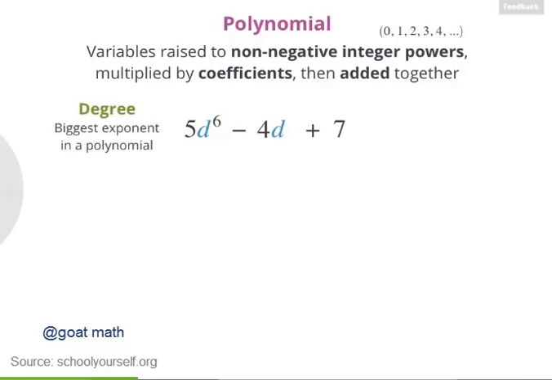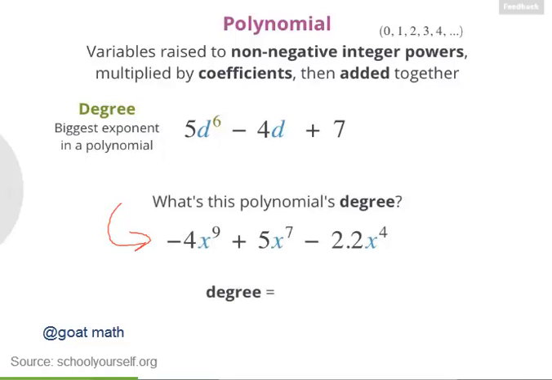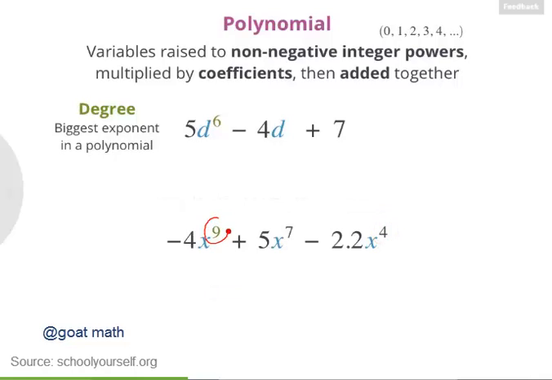Now, the degree of a polynomial is its biggest exponent. So for this polynomial here, the degree is 6 because that's the largest exponent. So take a look at this polynomial down here. What's the degree of this polynomial? Exactly, the exponents here are 9, 7, and 4, so the degree is 9.